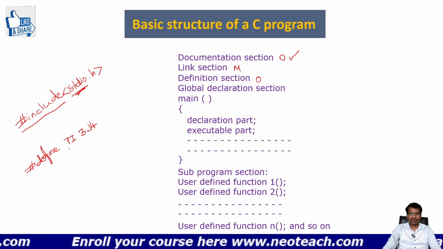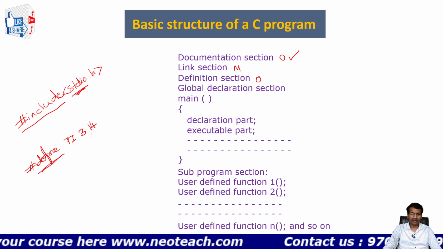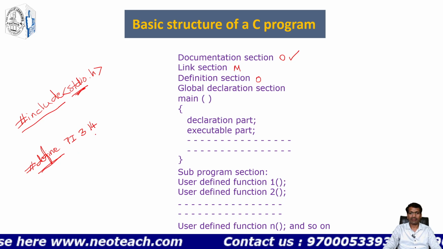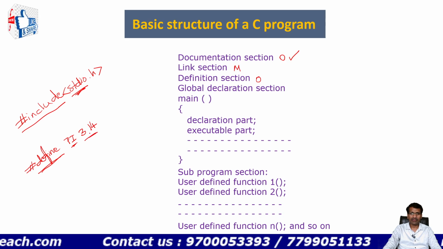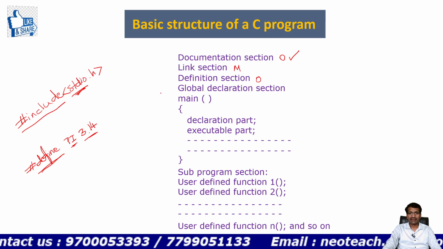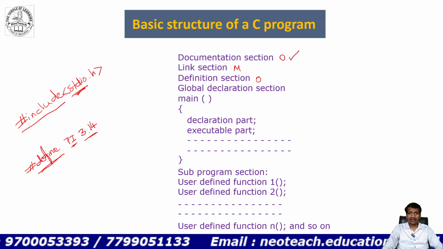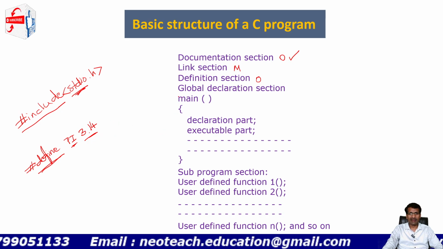Next, this hash define defines the pi value, like 3.14. Wherever you are writing pi, it substitutes 3.14. So that is one thing. And the next thing is, this definition section is especially used to define such symbolic constants.